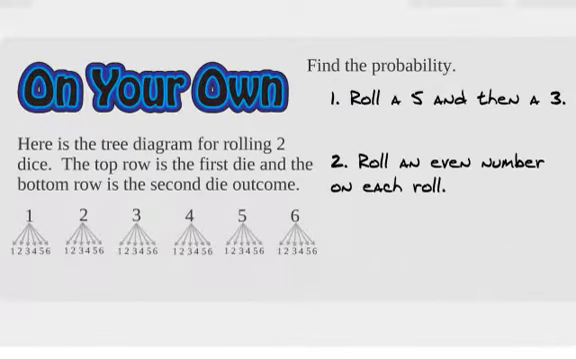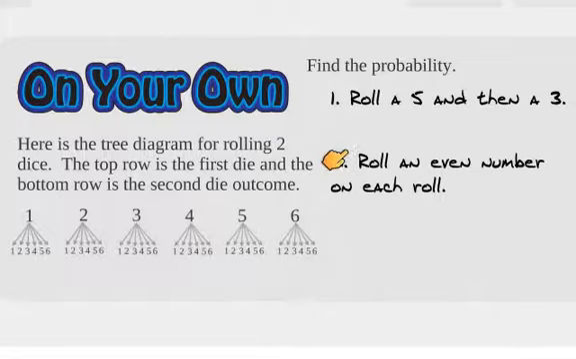All right. Work with these guys. Here's a tree diagram of rolling 2 dice. The top row is the first roll, and the bottom row is the second roll. I could get a 1, and then I roll it again. I could get a 1, 2, 3, 4, 5, or 6. My first roll could be a 2, and then I could get a 1, 2, 3, 4, 5, or 6, and so forth. What's the probability of rolling a 5 and then a 3?